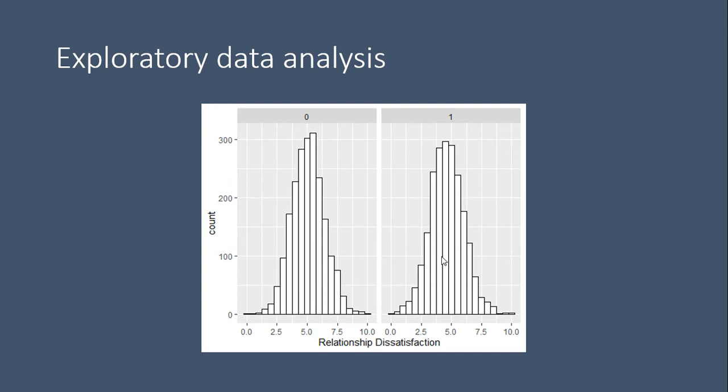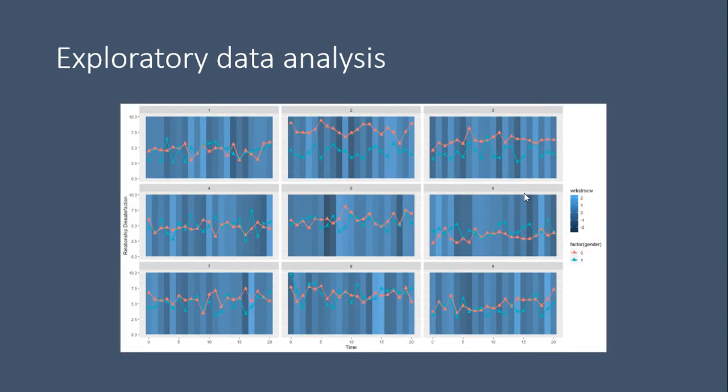We can see that our outcome variable is normally distributed for both male and female, which is actually good. And then there is an exploratory data analysis for 9 dyads basically. These are the graphs for the 9 dyads, where we are seeing whether the within variation in work stress has any effect on relationship dissatisfaction.